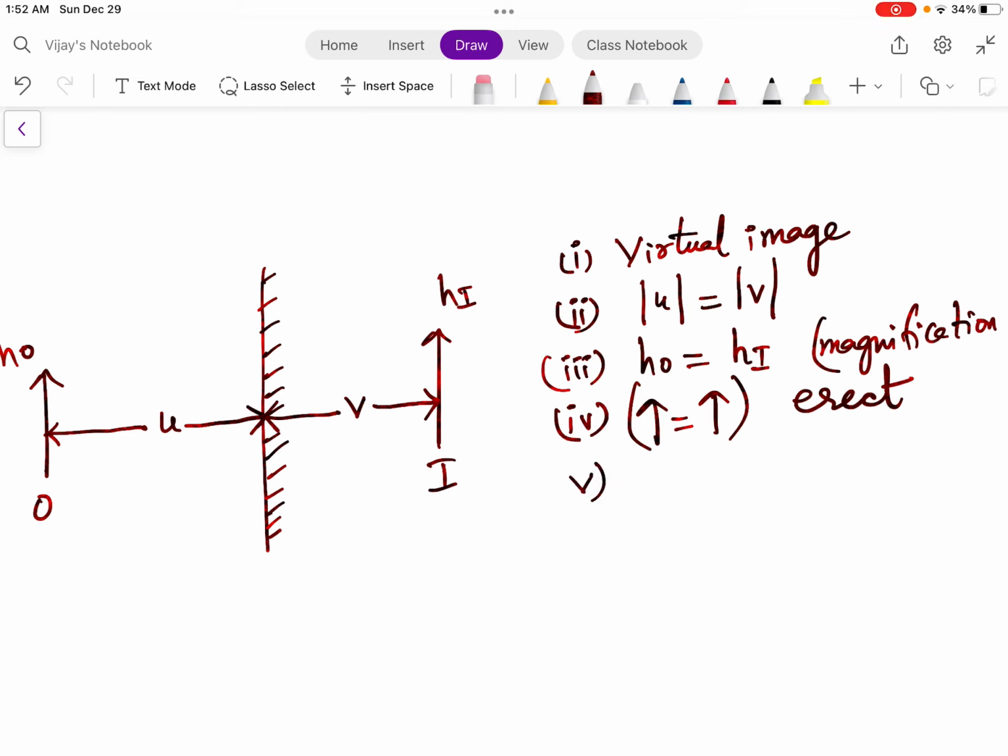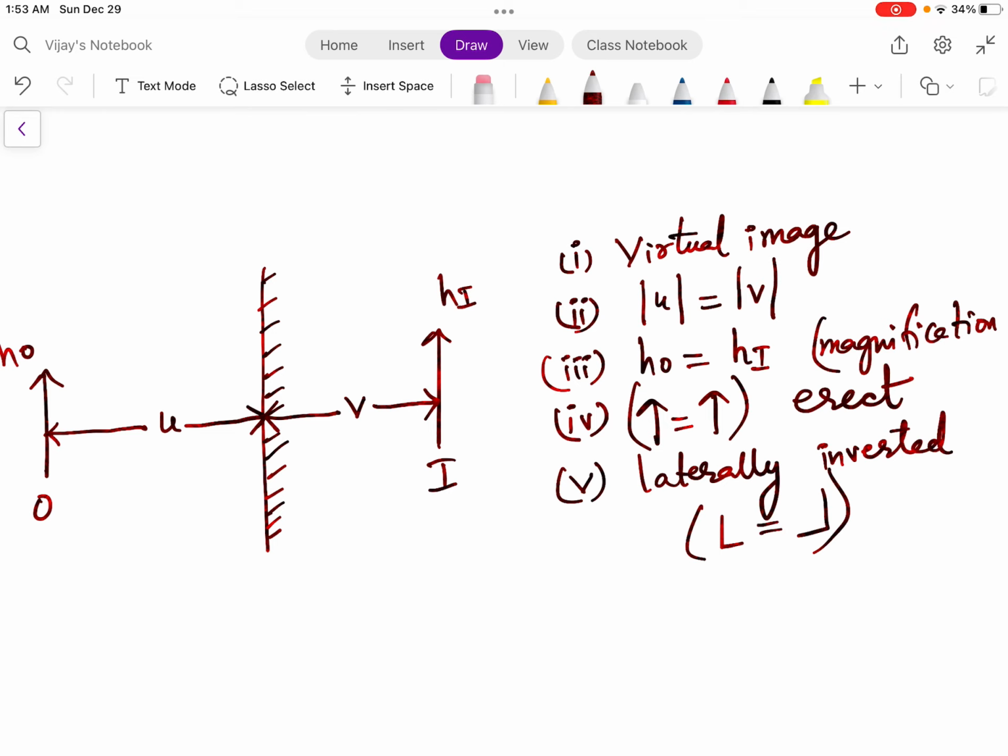One last but very important point about the property of image in plane mirror is image is laterally inverted. That means if you stand in front of a plane mirror and raise your right hand, the image appears to raise the left hand. That means left will become right, right will become left. So this particular phenomena of plane mirror, where left becoming right and right becoming left, is called as lateral inversion. So these are the important properties of images formed in a plane mirror.